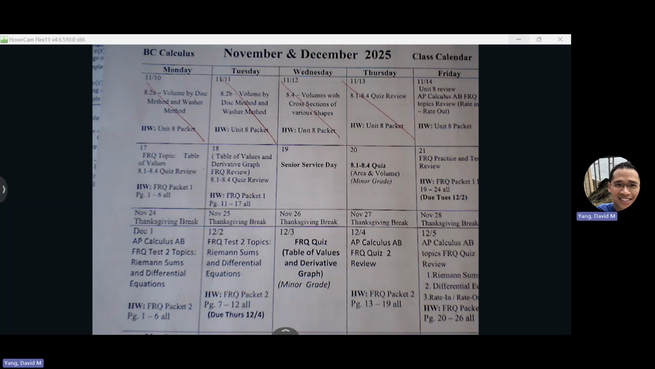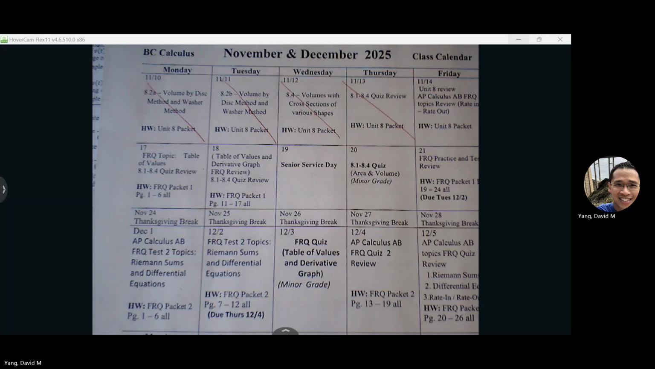I like to split our time between review for our area volume quiz, as well as starting to look at overall review for this semester. Let me go over the calendar so you can see what's coming up.